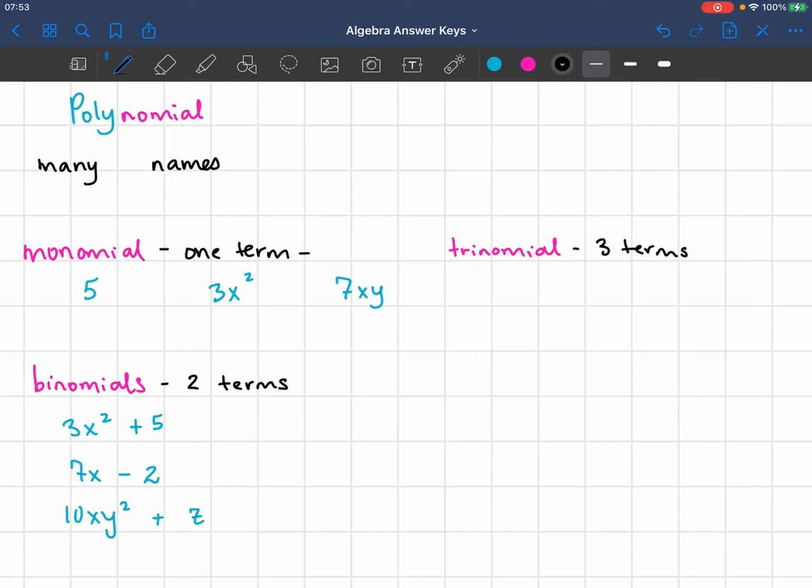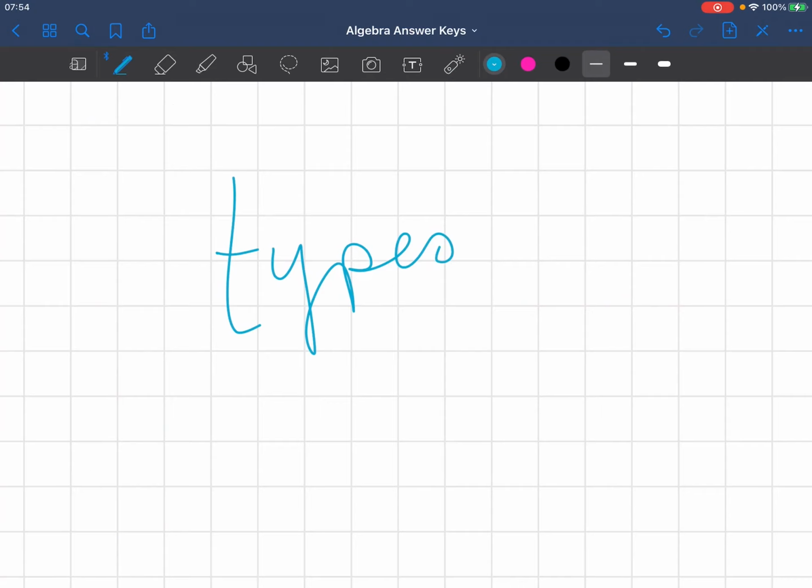So as you might guess, a trinomial has 3 terms. Examples of that could be something like this, which has 3 separate individual terms. You get the idea. So those were all types of polynomials.